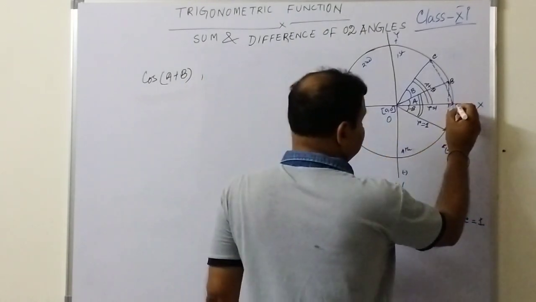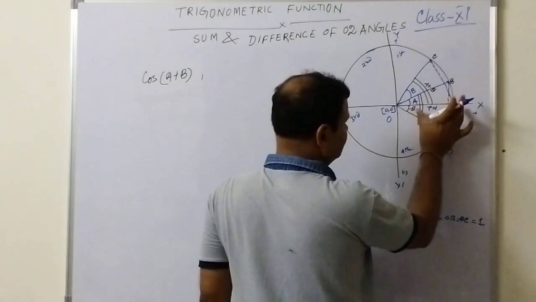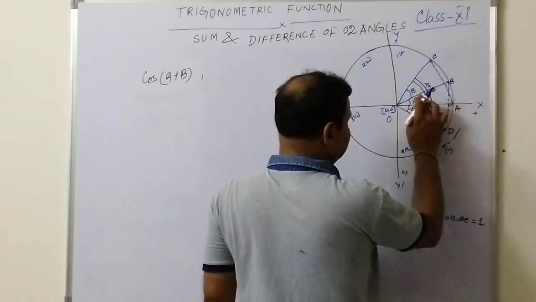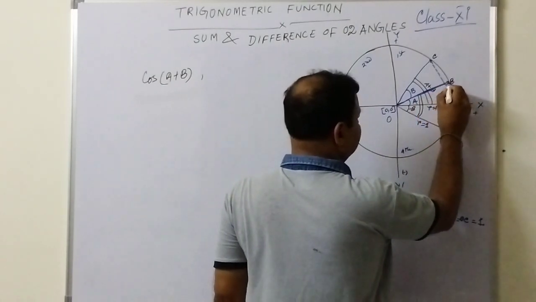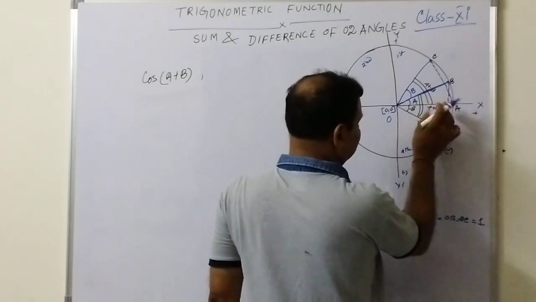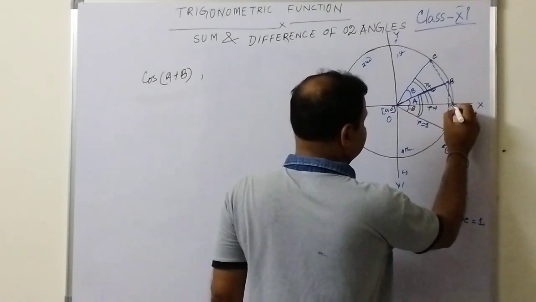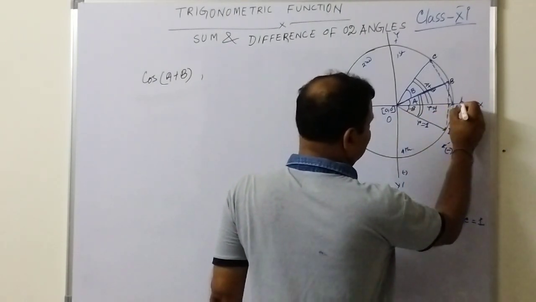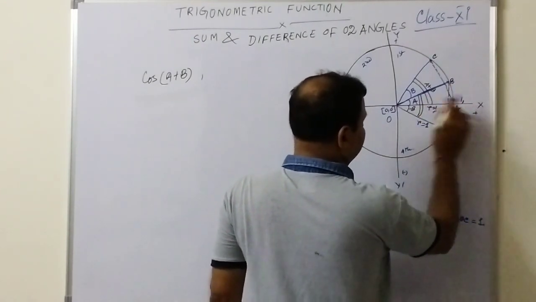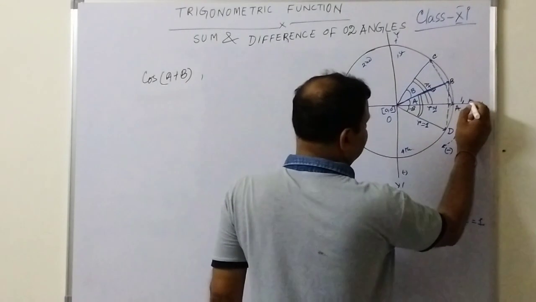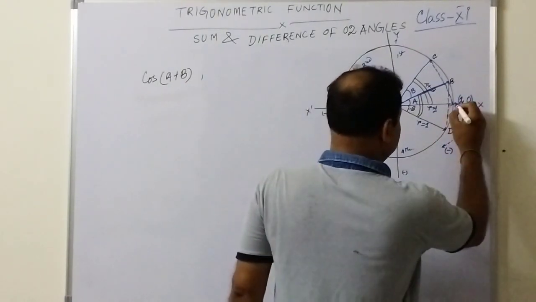Now, this length is cos. If we consider this point, this is the x-axis coordinate, this is 1 because it is 1, so x is 1 and y, the height, is 0, this is on the x line, so the y value is 0, so the coordinates of this point are 1 and 0.